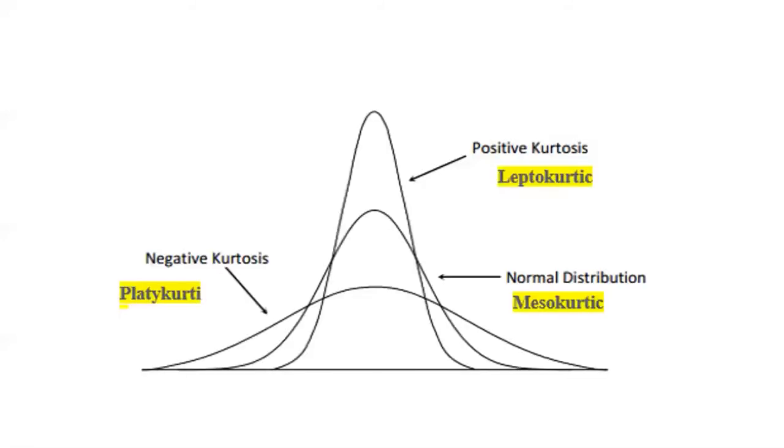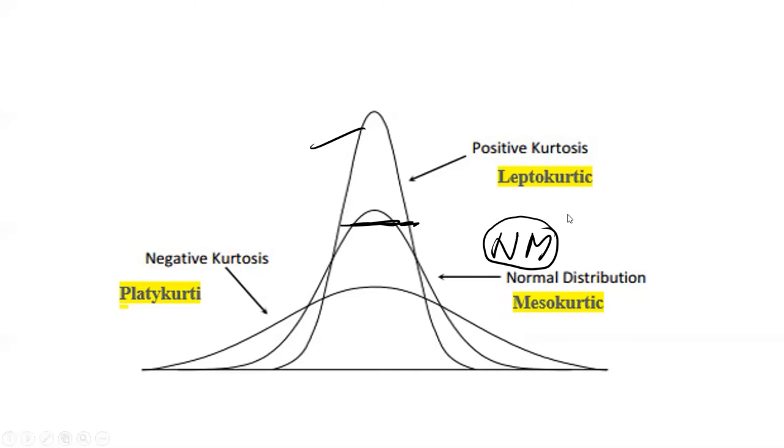Okay, so here is the diagram of kurtosis. Here the middle one is the normal distribution curve, where the mean, mode, and median are all equal. This normal distribution curve is called mesokurtic. You can remember it as NM: N means normal distribution curve and M means mesokurtic.